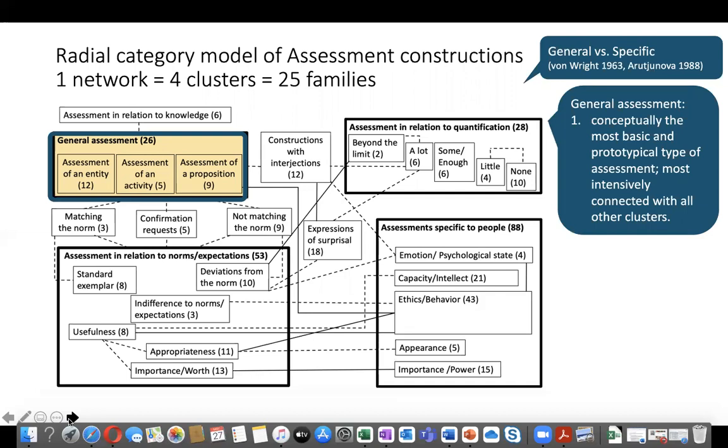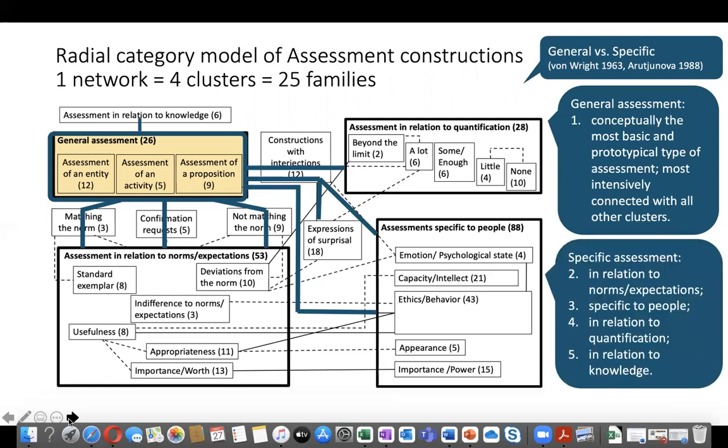It's a distinct cluster of 26 constructions that contain evaluative lexemes that denote good or bad. This cluster is most intensively connected with all other clusters, which is a further indication of its prototypicality. The 3 remaining clusters represent specific assessment and evaluate an object from one of possible perspectives, focusing on a single property of an object, like physical qualities or usefulness of an object.